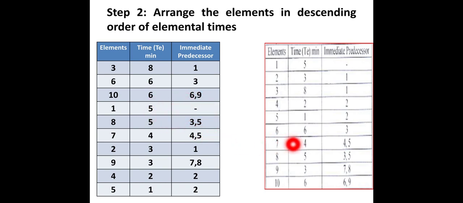Next is 4, that is element number 7, and next is 3, for 2 and for 9. It is written here, and similarly for 4, which has 2 minutes, and 5, which has 1 minute, I have written here. After these steps we can move to the next step, wherein we will assign the elements to the workstations. We will see in that step how we assign them.